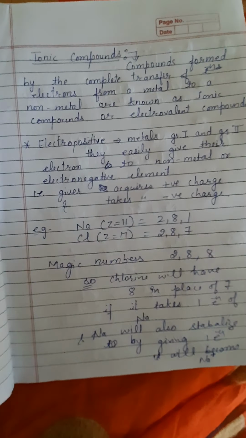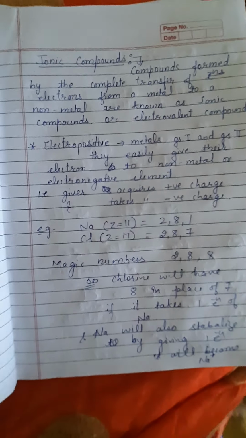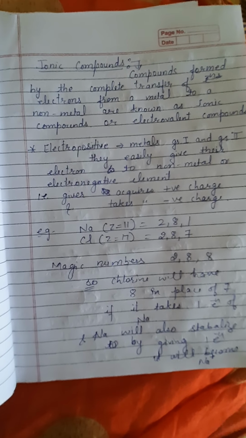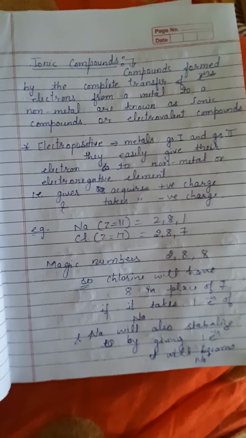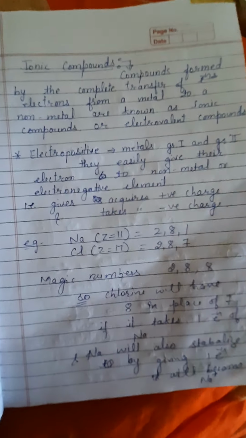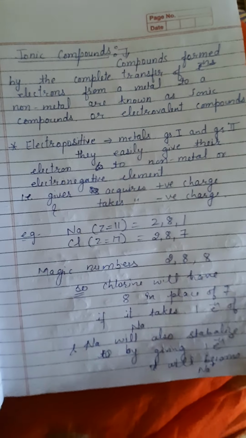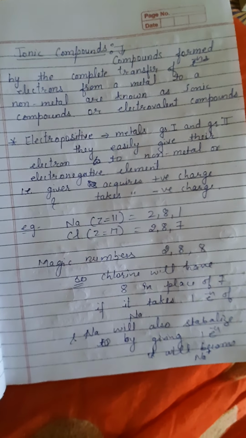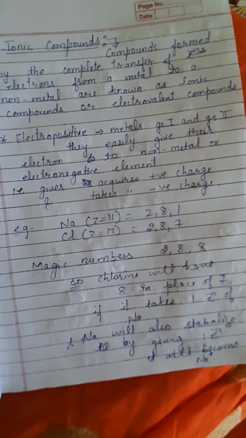Na positive means it will turn into a cation. It means it is giving its electron easily to become stable, with the electronic configuration 2, 8. So sodium is electropositive because it is giving.